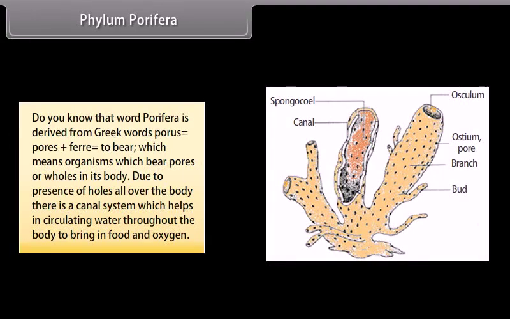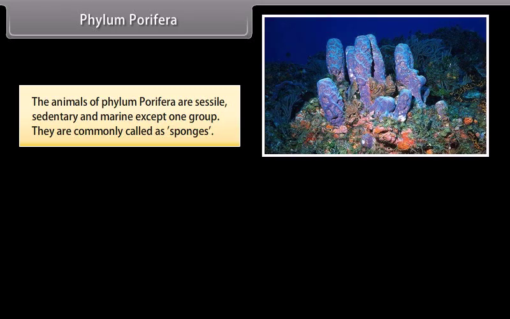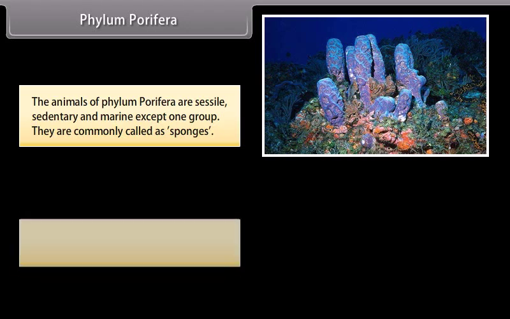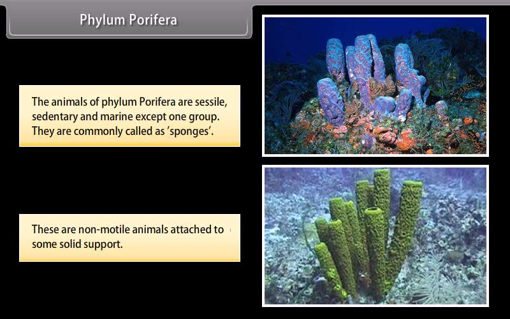Phylum Porifera. Do you know that the word Porifera is derived from Greek words porous, which is pores, plus fere, to bear, which means organisms which bear pores or holes in its body? Due to presence of holes all over the body, there is a canal system which helps in circulating water throughout the body to bring in food and oxygen. The animals of phylum Porifera are sessile, sedentary, and marine except one group. They are commonly called sponges. These are non-motile animals attached to some solid support.